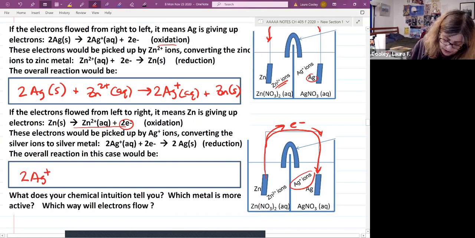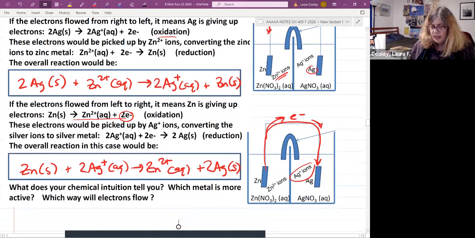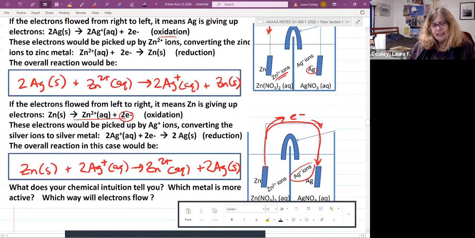Okay, so we have, well, let me start with the metal. It's just the way I've written it here. Zinc plus 2 silver ions goes to zinc 2 plus plus 2 silver metal. Okay. All right, so these are two ways that this could happen. Which way happens? Only one of these is actually going to happen.